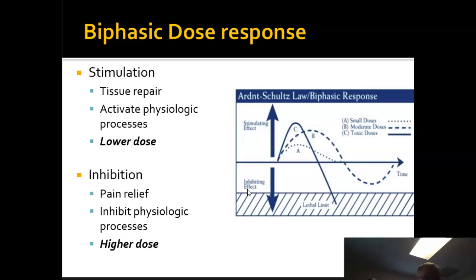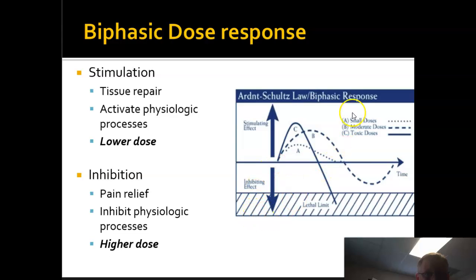Sometimes we want inhibitory, right? So if we want pain relief, if we want to inhibit pain neural transmission, then we might want a higher dose. If we want to stimulate the tissue repair and some of those other effects that we've already talked about, we might want a lower dose. So it depends on what our intended effects are.